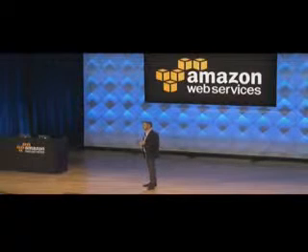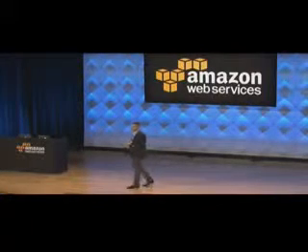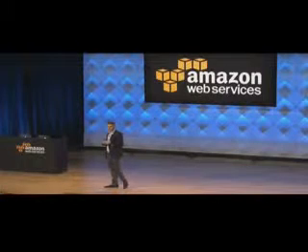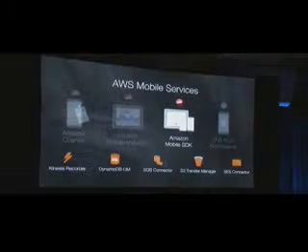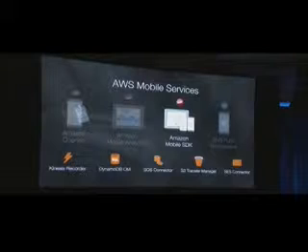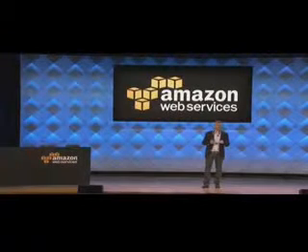So that was Amazon Mobile Analytics. It's a fast and reliable service for user engagement metrics and reporting for mobile apps. And now let's take a look at the new improved Mobile SDK and also all the service connectors that we're making available specifically for mobile use cases.